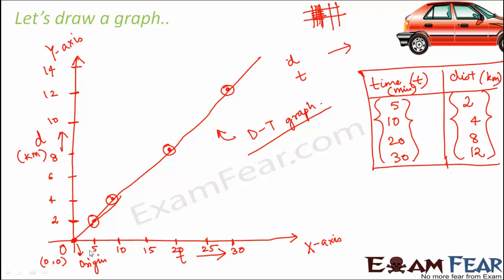So I hope you understood why we do this kind of scaling, why we assume that one big box represents these many units. In this case, on the x-axis, one big box represents 5 units. Similarly, on the y-axis, one big box represents 2 units. Right? So that's how we plot or draw a graph.